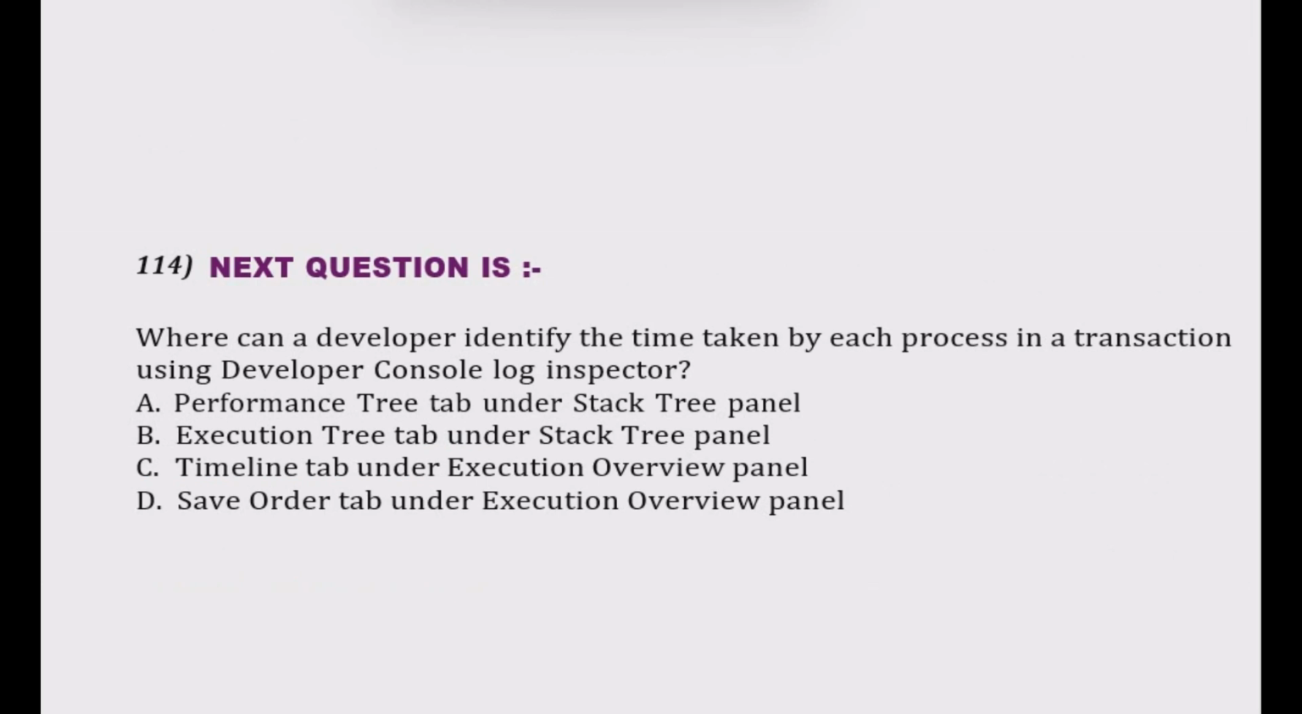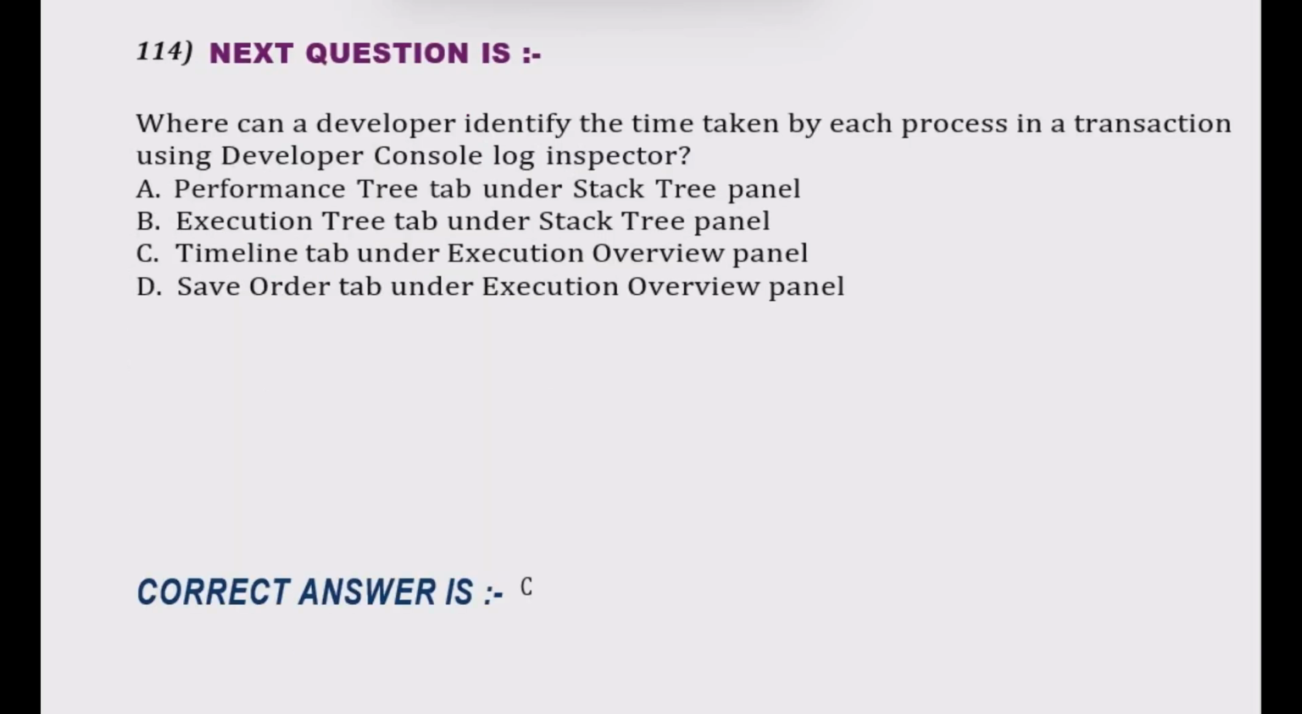Question is where can a developer identify the time taken by each process in a transaction using Developer Console Log Inspector? Option A, performs tree tab under stack tree panel. Option B, execution tree tab under stack tree panel. Option C, timeline tab under execution overview panel. Option D, save order tab under execution overview panel. Correct answer is option C.